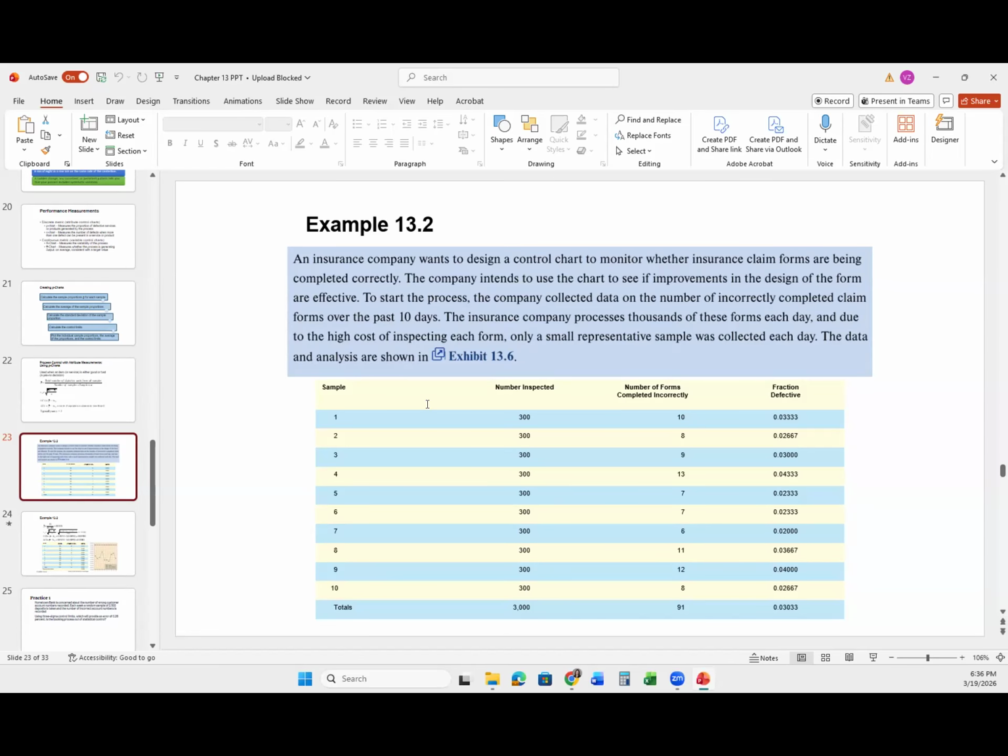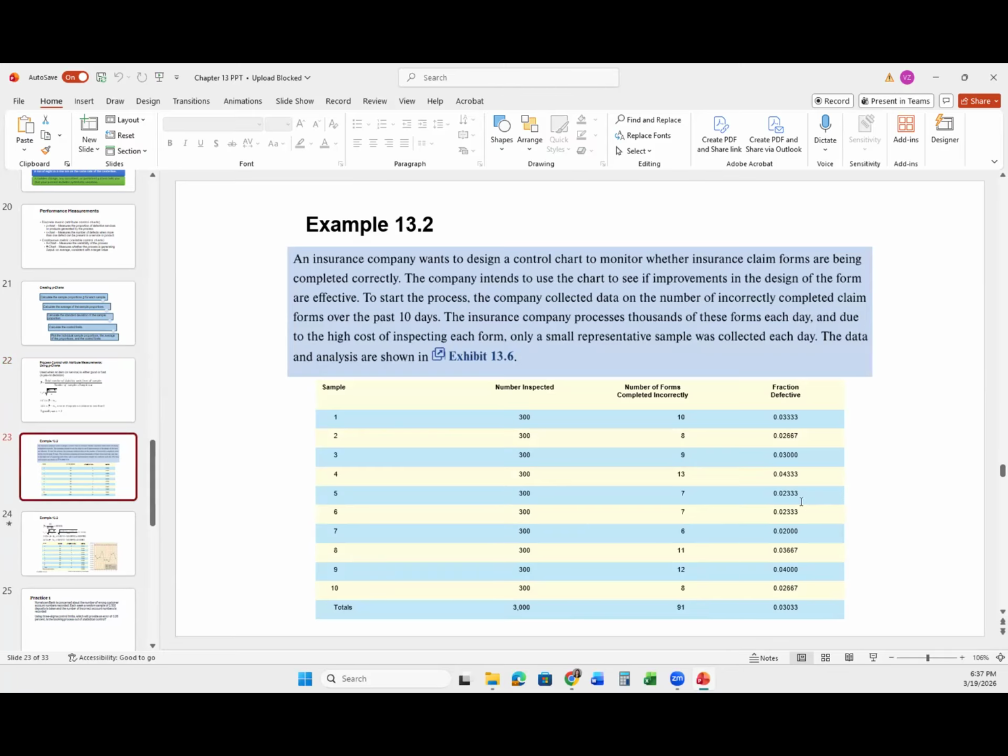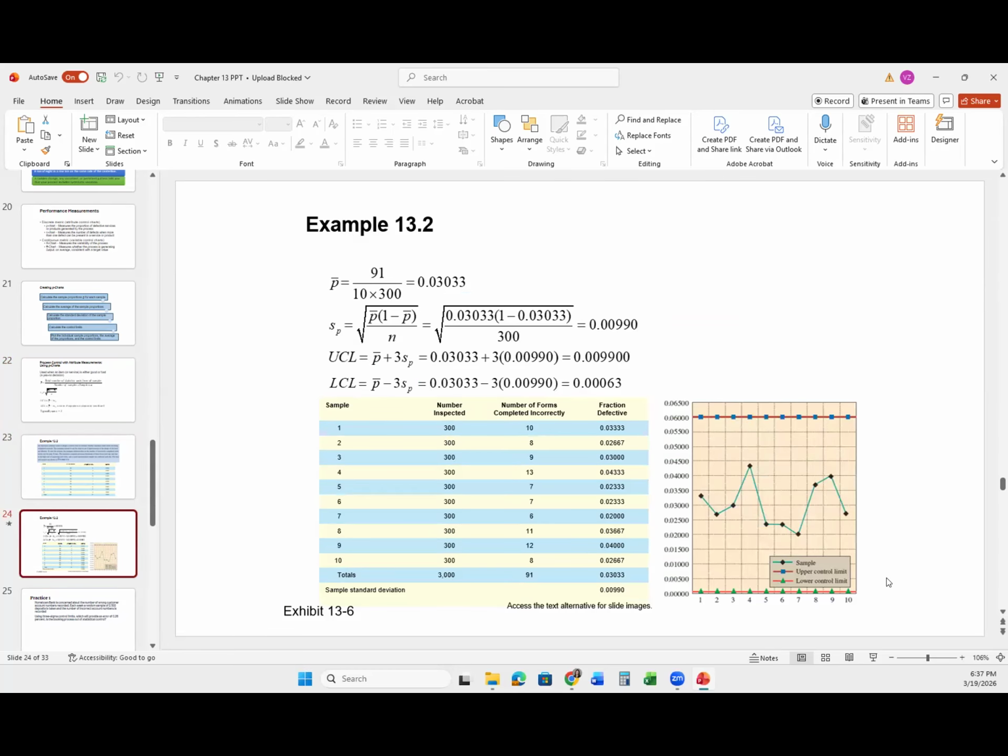And for any control chart, you need to find the limits. So you need to find the upper limits and the lower limits. Okay. And once you have those limits, you will be able to draw the control chart with those lines, and then you will be able to plot.